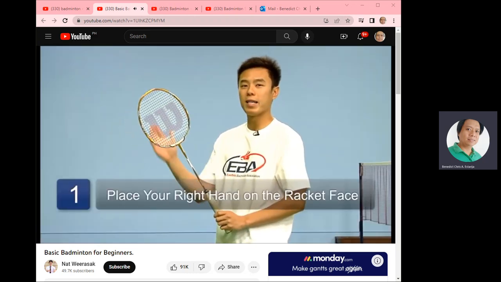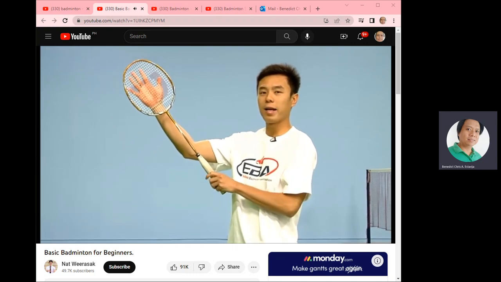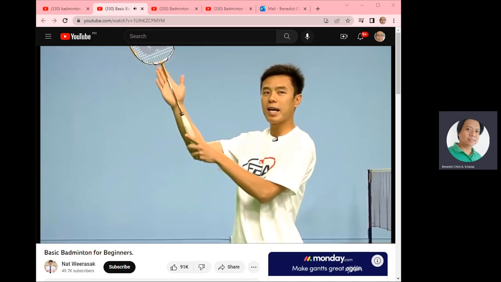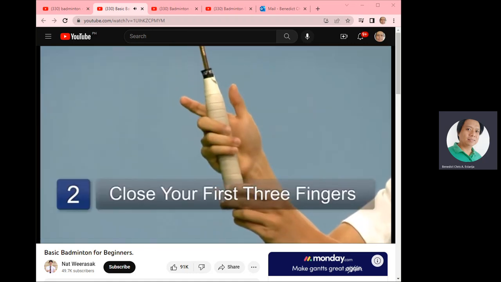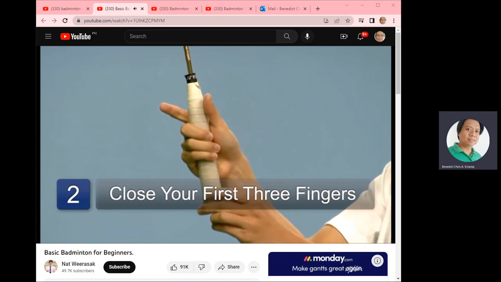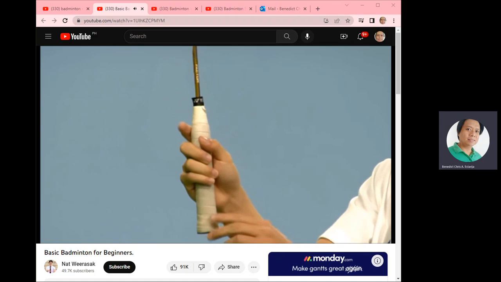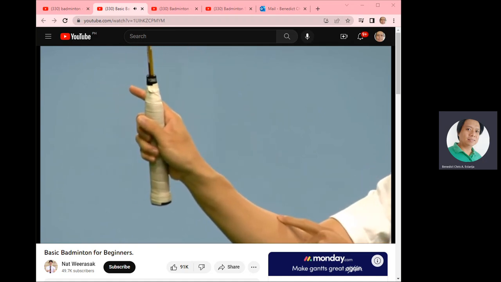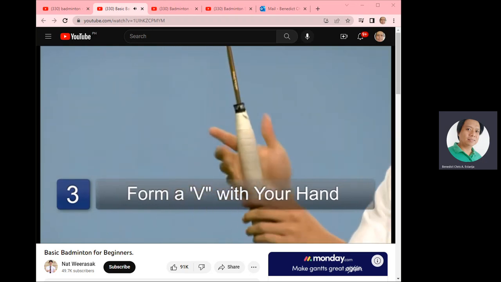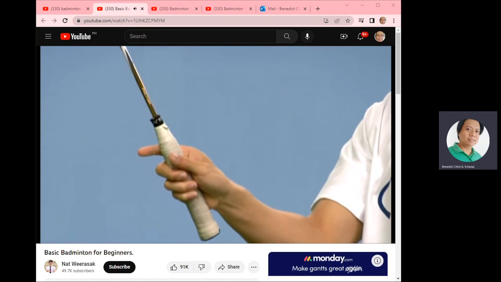To start, if you're right-handed, put your right hand on the racket face. And from there, slide the racket down until you hit the grip. Close it with the first three fingers. Put your thumb above the middle finger, and your hand should now form a V with the racket grip. It's really similar to shaking somebody's hand as you're holding this racket right now.